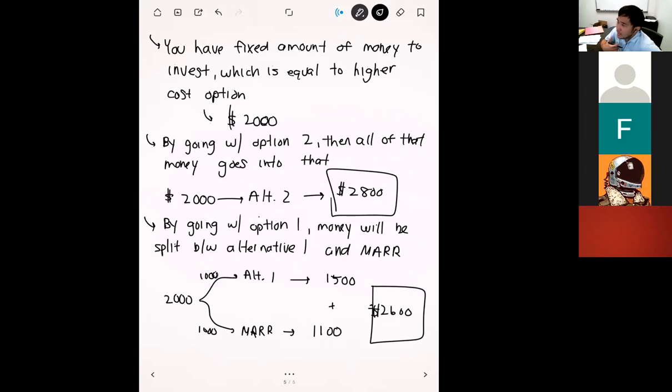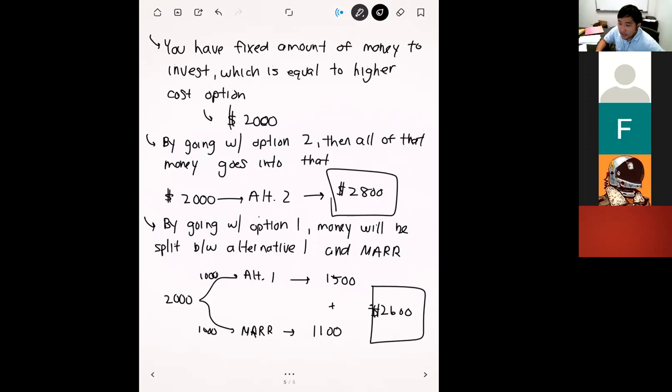And the reason for that is that it's not as efficient of a use of the money versus if you just put everything into alternative two. And so hopefully this illustrates why we do the incremental analysis and why that will sometimes give us a different result than if we just did the rate of returns of each option individually.